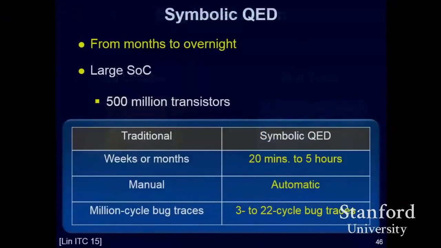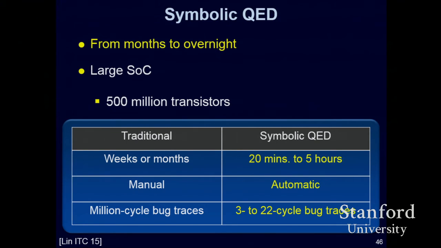And here is what Clark is going to show. With this symbolic QED technique, he's going to show results, as I said, on a half a billion transistor SoC. Traditionally, it would take weeks or months, but symbolic QED will be able to do this job within 20 minutes to 5 hours, depending on the size of the design blocks and so on. Traditionally, it's manual. Symbolic QED will do it automatically.